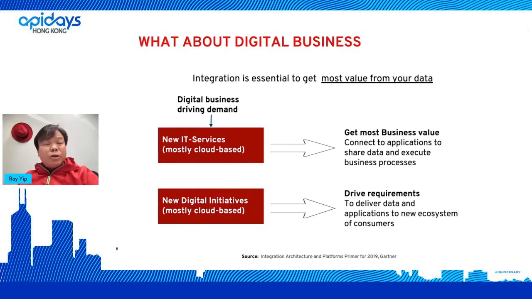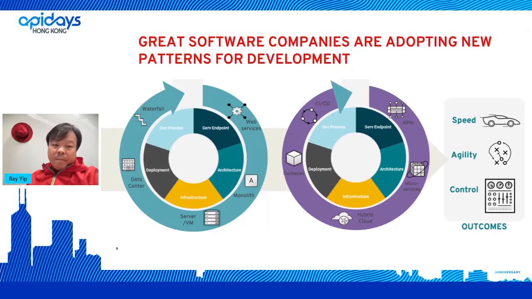Similarly, digital business initiatives are also driving the requirement to deliver data and applications to a new ecosystem of consumers. And also, the digital transformation to become a great software company requires multiple steps. For example, in this slide, you can see the change from waterfall development to CI/CD. This is continuous integration and continuous deployment, from deploying into the data center to deploying into cloud for infrastructure.